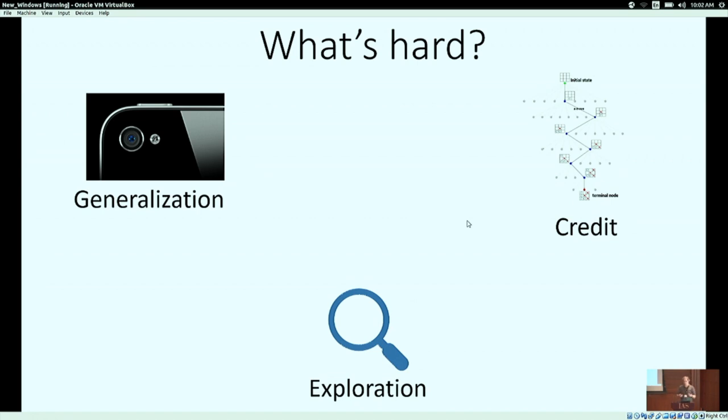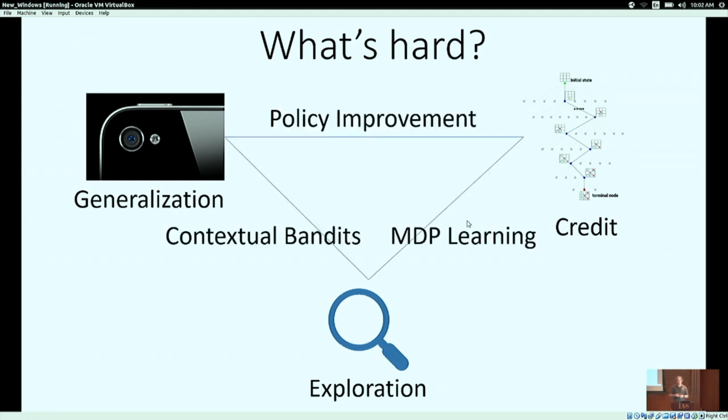Okay, so there are these three problems. And if you think about it carefully, you realize that every pair of these problems is solved. If you're trying to do generalization with credit assignment, that's policy improvement algorithms. Think of policy gradient, PPO, various things like this. If you want to think about MDP learning, well, there's the old E-cubed line of work, which talks about how to solve any Markov decision process in polynomial time in the number of states, right? And then it requires that you actually visit each of these states and are able to identify them.